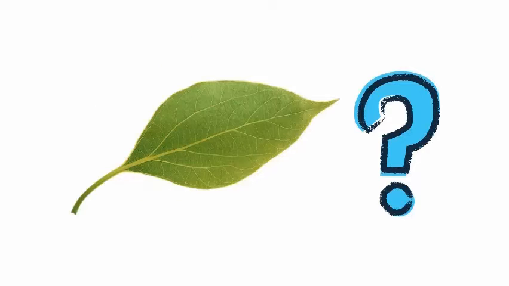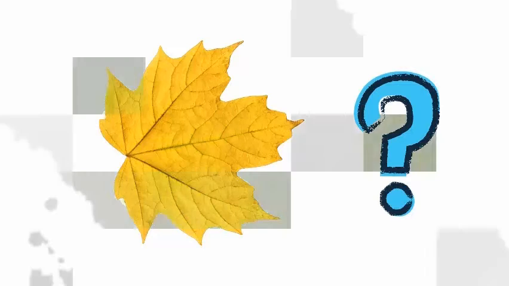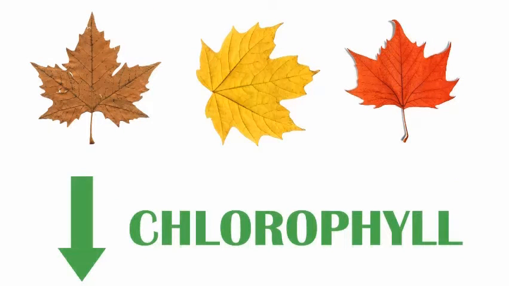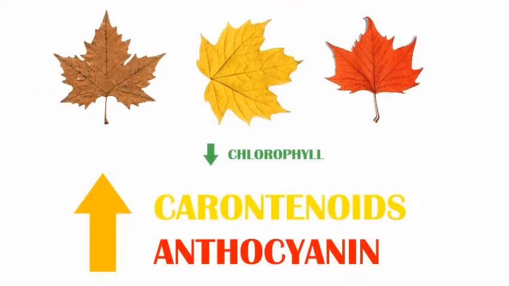And if the leaf is green? What if it's yellow? What pigments do you think it'll have? If green chlorophyll is the most powerful pigment, then when leaves turn red, orange or brown, it must mean they have less chlorophyll and more carotenoids and anthocyanin. But why does this happen?